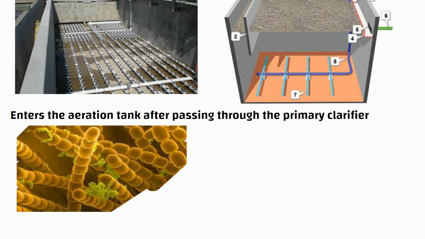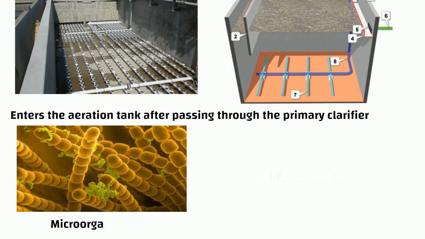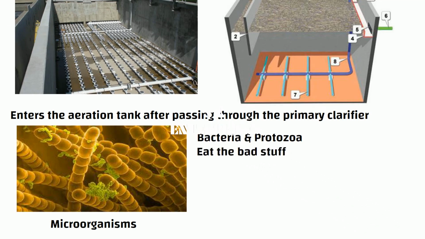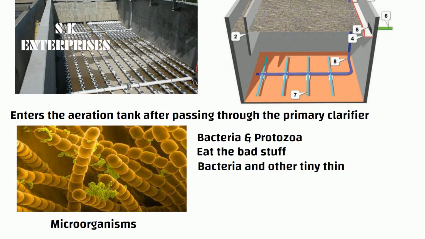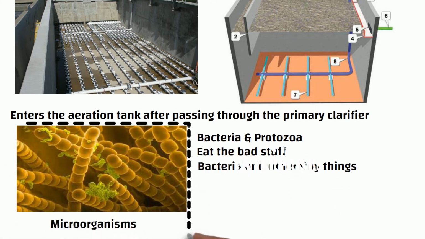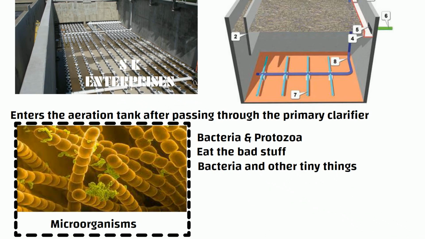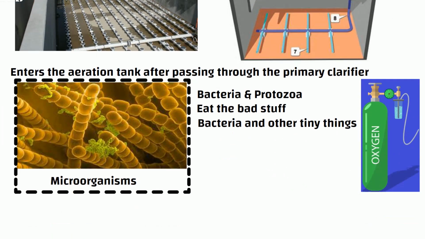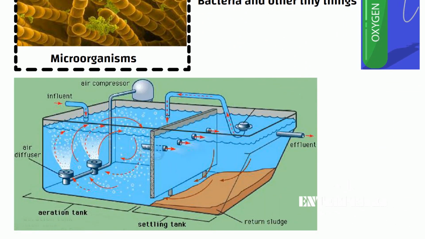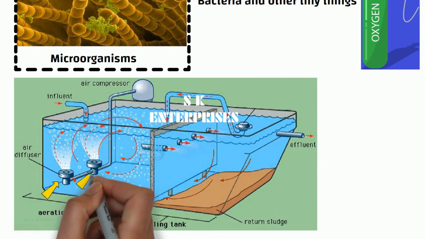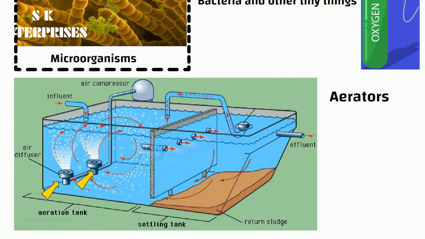The aeration process begins with the introduction of microorganisms such as bacteria and protozoa into the wastewater. These microorganisms eat the bad stuff in the water, like bacteria and other tiny things that can make us sick. But in order for these microorganisms to do their job and survive, they need oxygen. So oxygen is added by blowing air into the water using machines called aerators. And this process is called aeration.